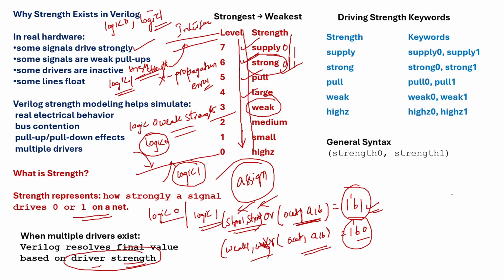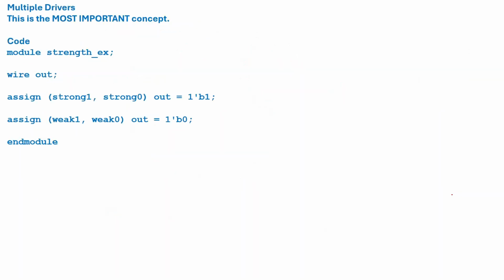Just see this. The general syntax is strength 0 comma strength 1. In this way we set that value. This is one example I am giving. Here I have a wire output, and the strength keyword is stronger than all of these. Check the signal strengths here: strong 1 and strong 0, and similarly weak 0, weak 1 and weak 0. What output am I getting? My output is 1 and the other output is 0.